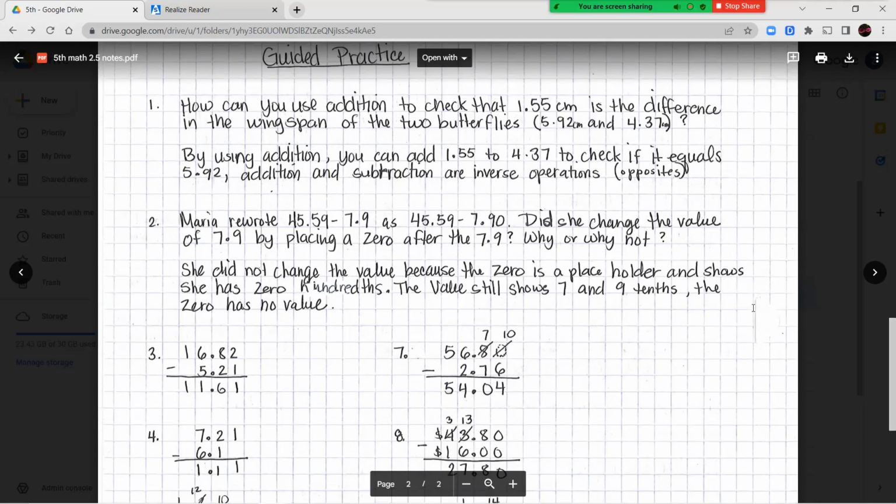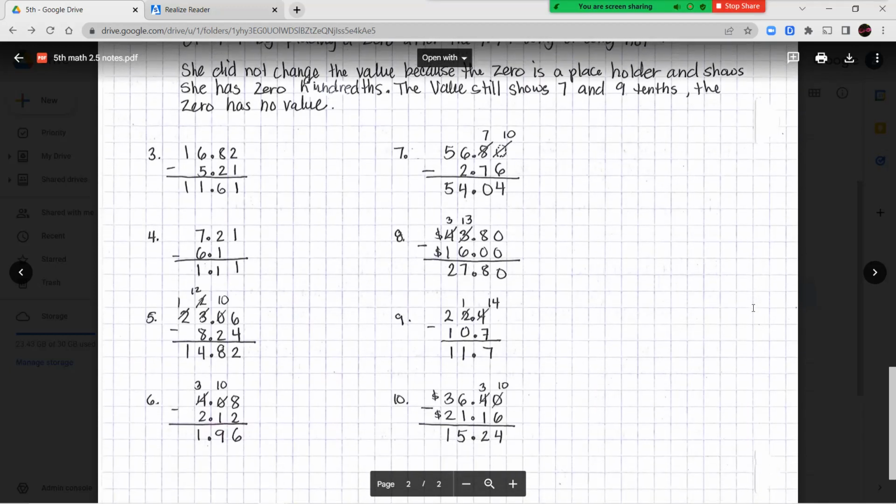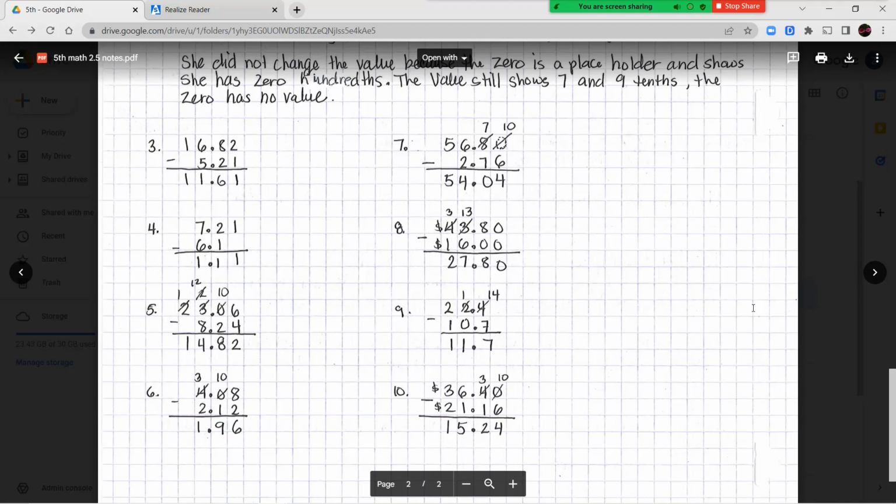All right, next let's take a look at numbers 3 through 10. Now here we're going to stack and subtract. Remember, stack by place value order. Line up those decimal points. 16 and 82 hundredths minus 5 and 21 hundredths.